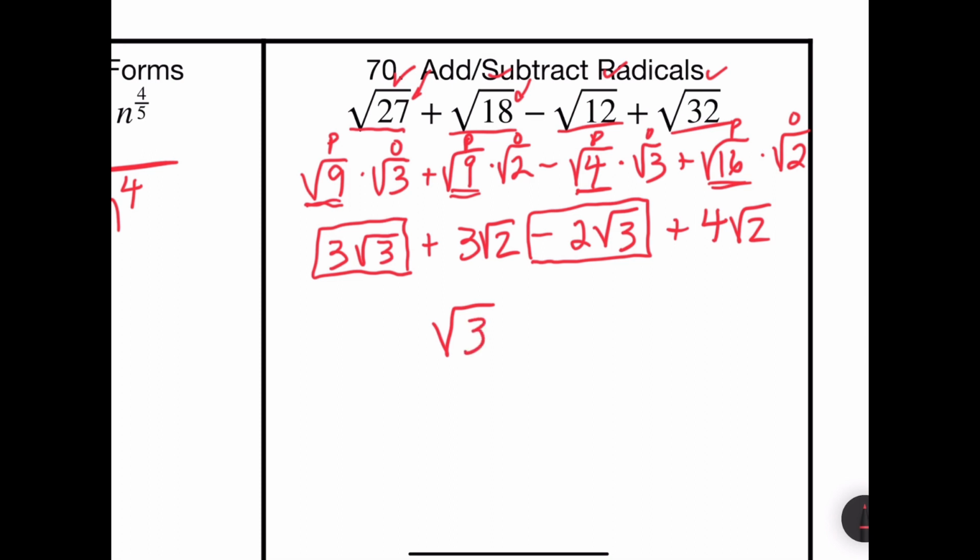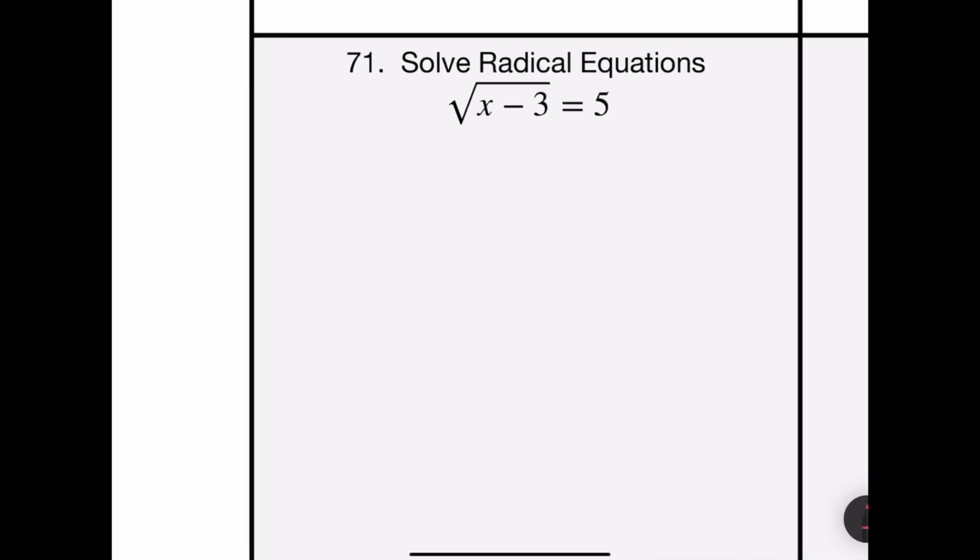And I don't need to write the 1 in front. That's a hidden 1 in math. I also have 3 times the square root of 2 plus 4 times the square root of 2. Or we could say 3 square roots of 2 plus 4 square roots of 2 would be 7 square roots of 2. And so my answer would be the square root of 3 plus 7 times the square root of 2.